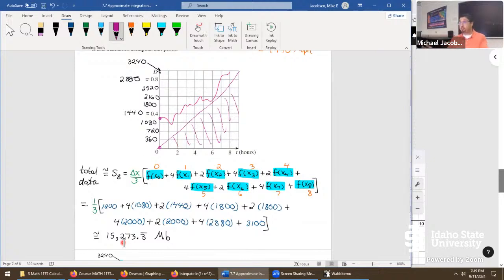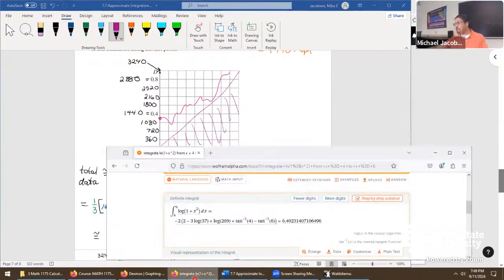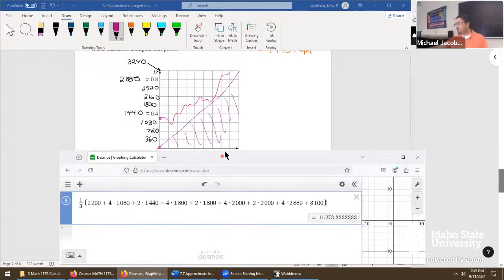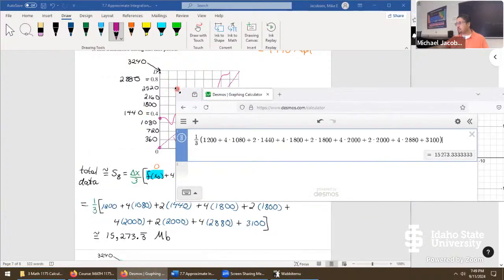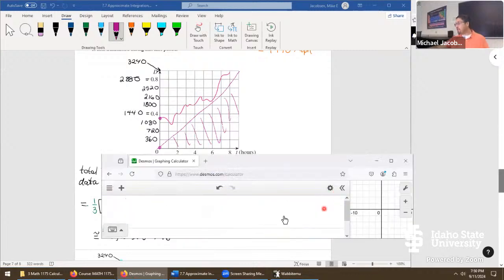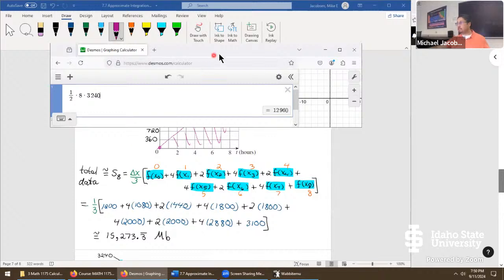We know it's way off. It should be an undercount. So let's see if it really is. That's the wrong calculator. Let me grab this one. So my last back of the envelope check, more of a sanity check on this, is find the area of that triangle. It'll be 1/2 times the base. The base is h for the 8 hours, times the height. The height would be 3240. And this comes out at about 13,000.